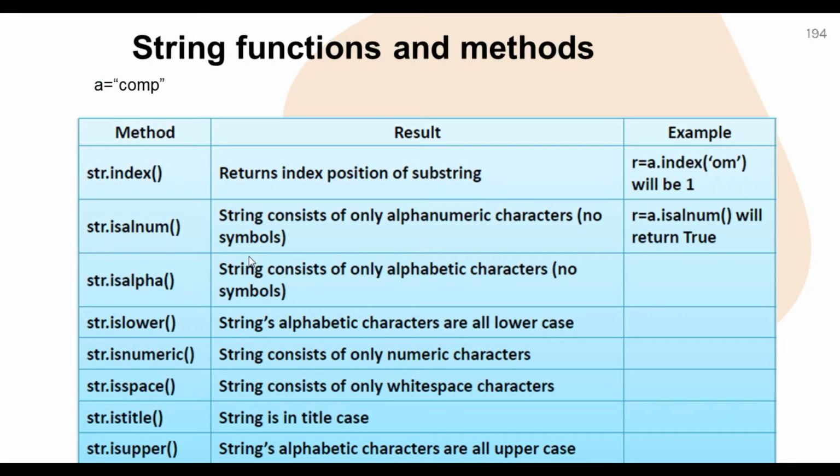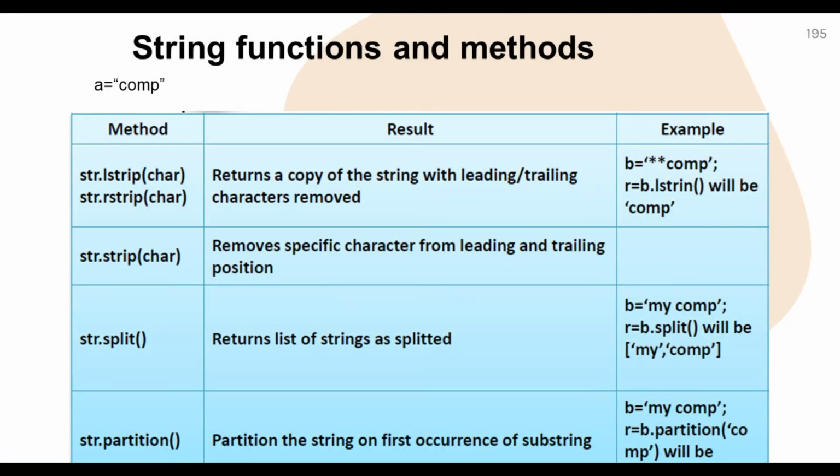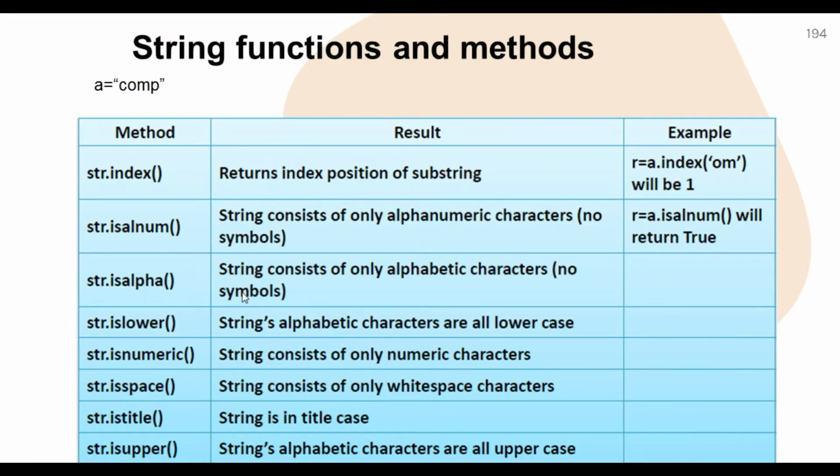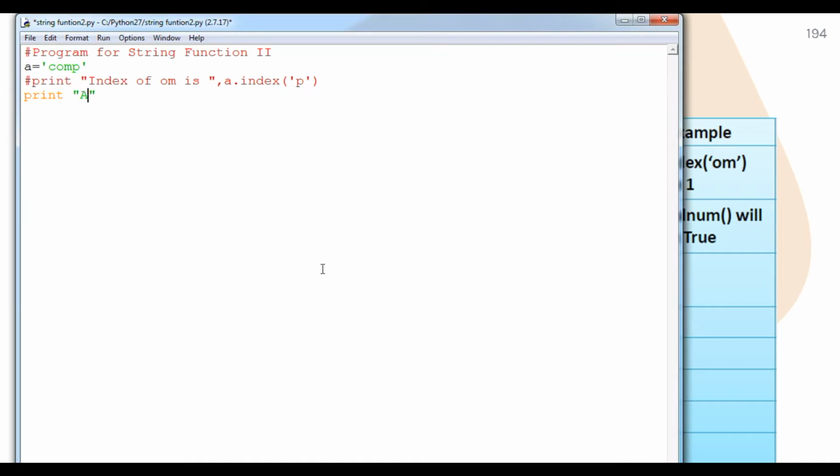Now we are going to discuss the next function, that is isalnum. A string consists of only alphanumeric characters, no symbols are there, so it will return True when the string is alphanumeric. We will do it practically. I am going to comment using hash, because it is a single line comment, and then we are going to talk about this particular function, that is isalnum.